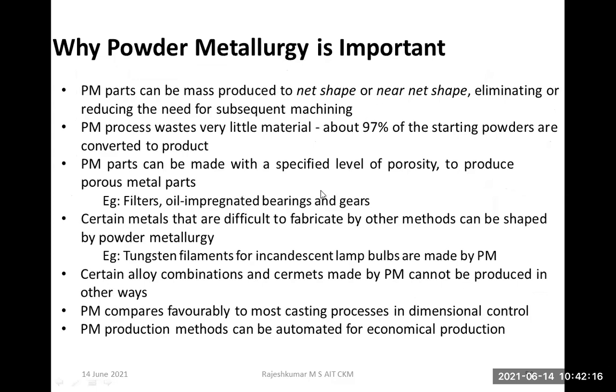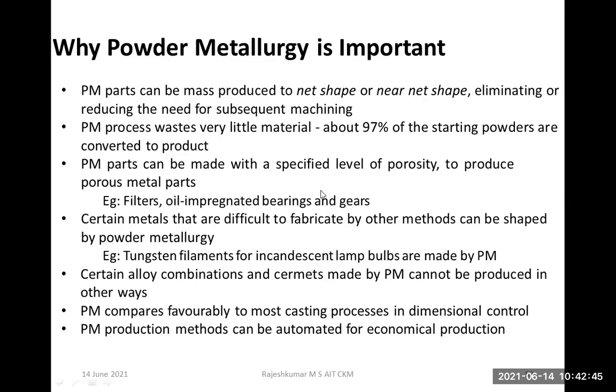In the case of the powder metallurgy process, very little is wasted: about 97% of our starting powders are converted into products. Just imagine, the 3% is less. If you go for advanced processing techniques and powder techniques, then we can go up to 98 to 99 percent good material usage, and it can be easily converted to products. Next, powder metallurgy parts can be made with a specified level of porosity, which produces porous metal parts like filters, oil impregnated bearings, and gears.